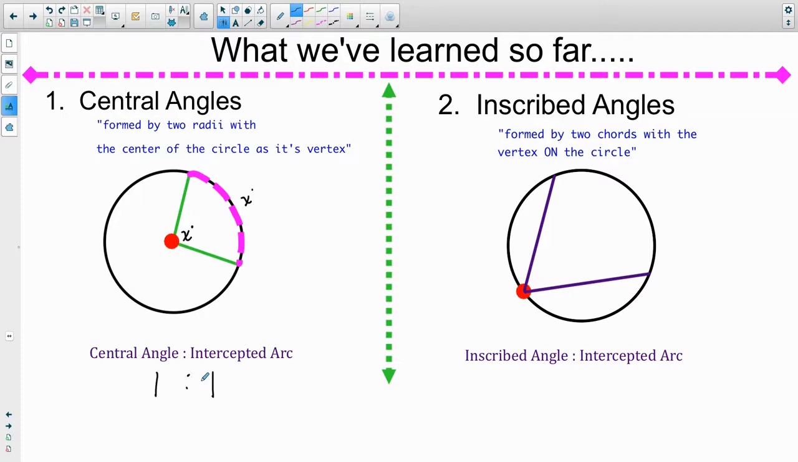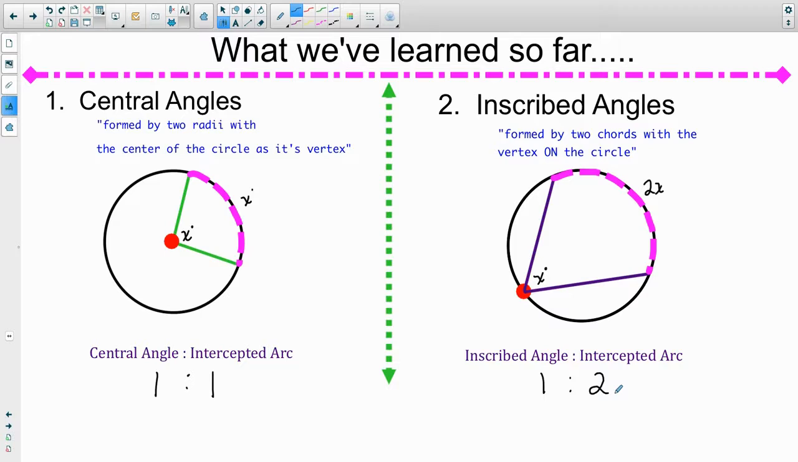Then we moved on to inscribed angles: angles formed by two chords with a vertex on the circle. If we call the inscribed angle x degrees, and we look at its intercepted arc, which we're highlighting right there, then that intercepted arc would be twice that, or 2x degrees, because we know that the ratio of an inscribed angle to its intercepted arc is a 1-to-2 ratio.